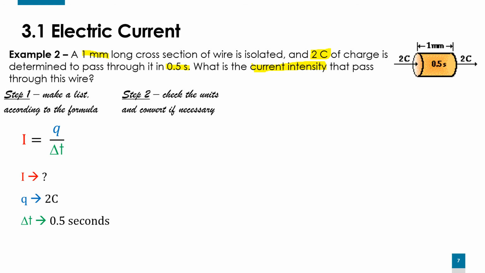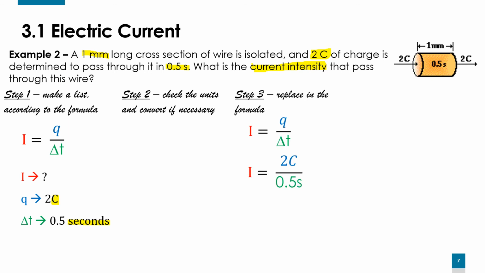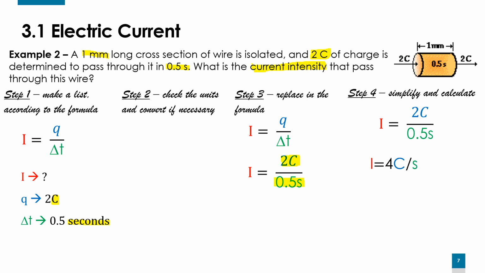Second step, check the units and convert if necessary. So let's check. My charge is in coulomb. It's okay? Yeah. My time is in second. It's fine? Yes. Do I need to convert anything? No. Step 3, replacing the formula. So in my formula, my Q is 2 coulomb, and my time is 0.5 second. And the next step, simplify and calculate. 2 divided by 0.5 is going to be 4 coulomb per second. And what do I do with coulombs per second? I replace by A. So I have 4 amperes.